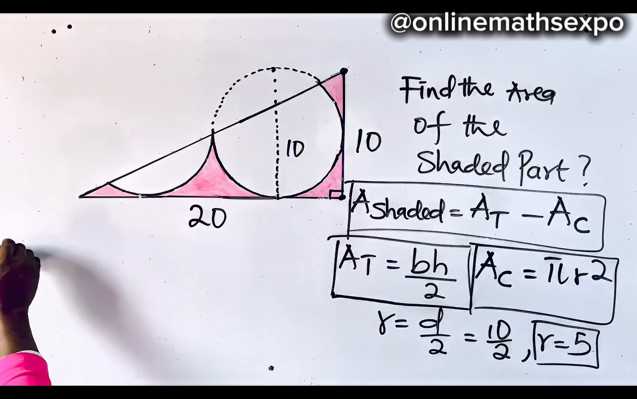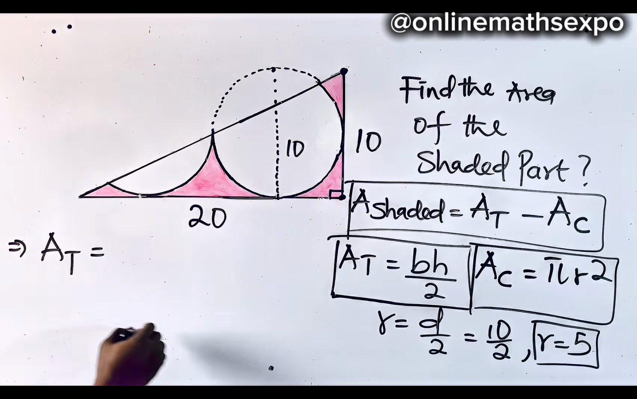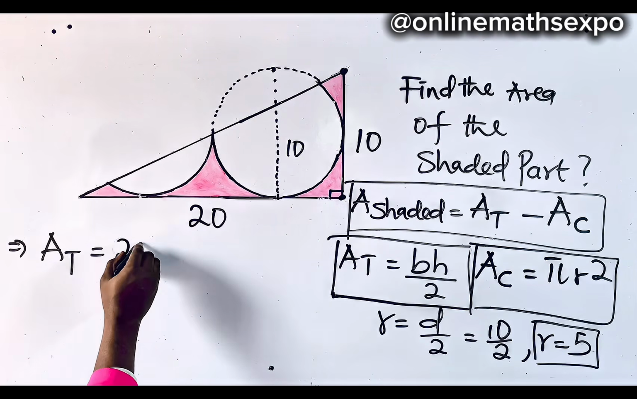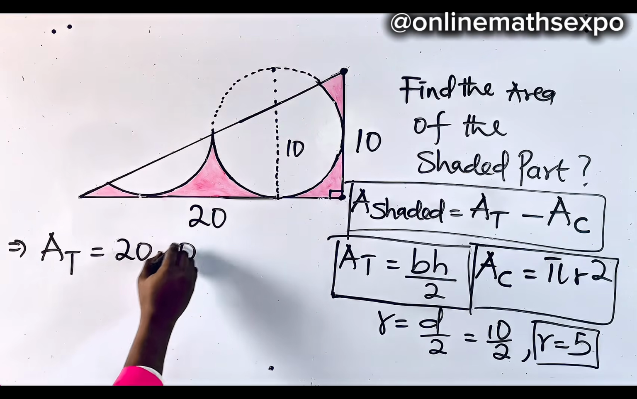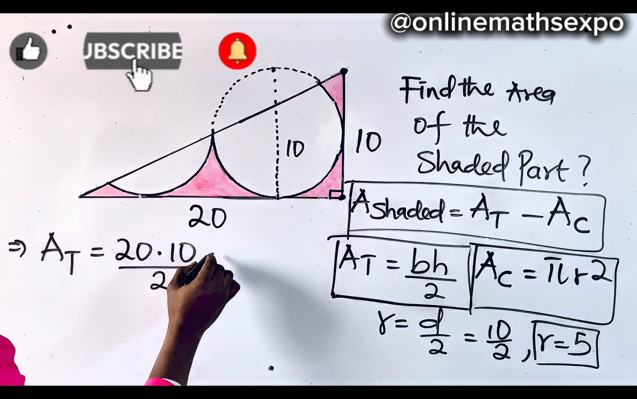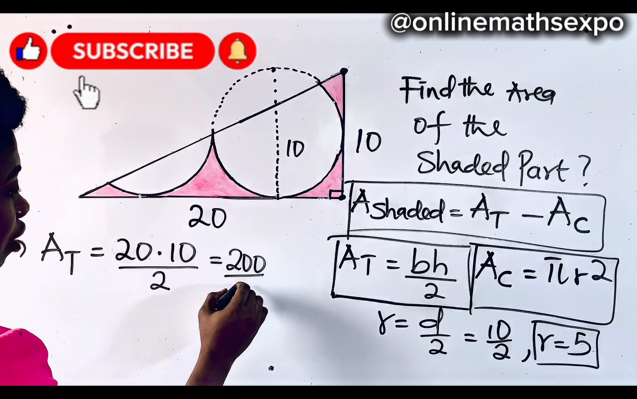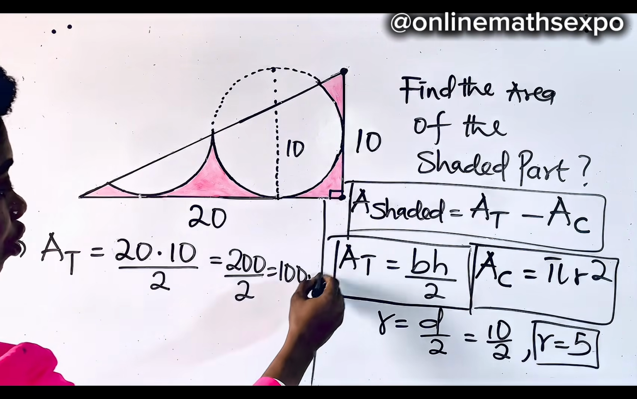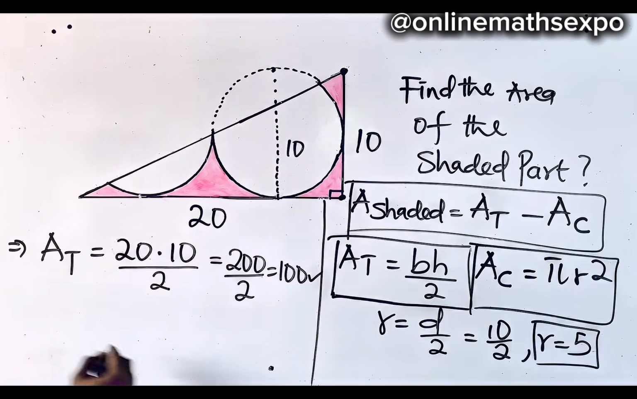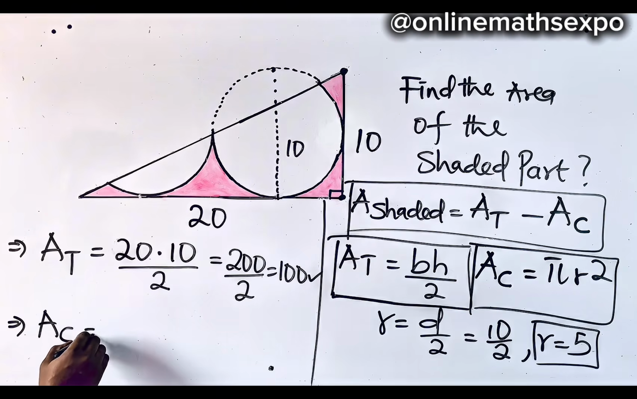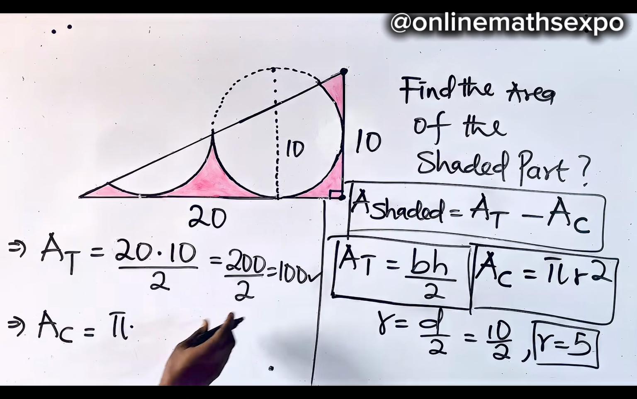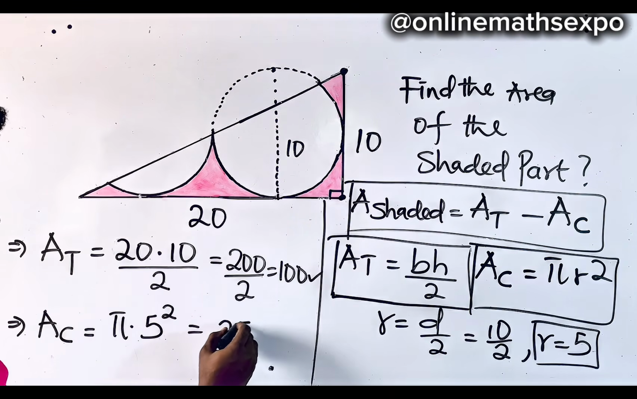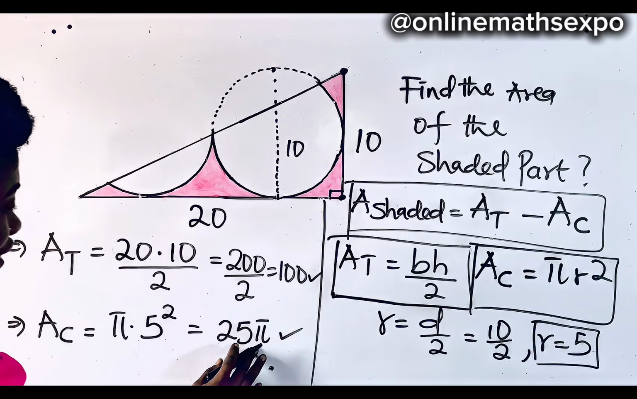So to do that, the area of triangle will be, this is the base, remember? So it's going to be 20 multiplied by this height, which is 10, divided by 2. And when you multiply this, it gives you 200. And when you divide 200 by 2, it gives us 100. So this has given us the area of the triangle. Now for the circle, the area of circle will be pi multiplied by our radius, which is 5, so it's going to be 5 squared. And when you simplify, it gives you 25 pi. So this gives us the area of the circle.